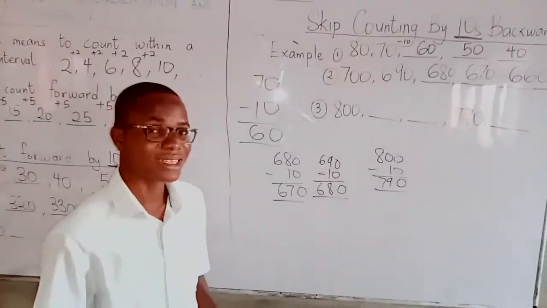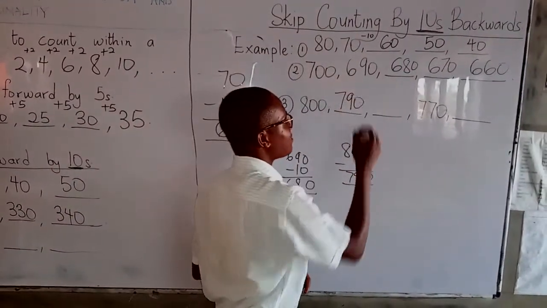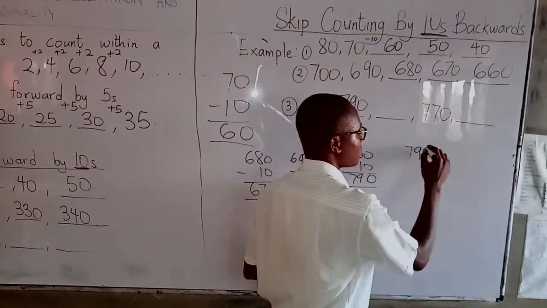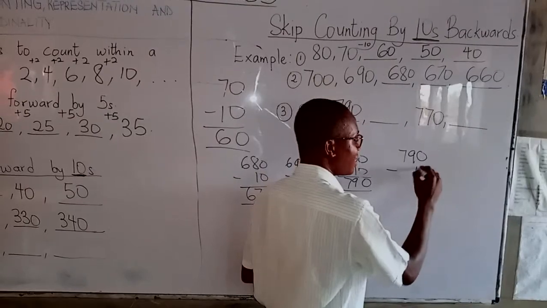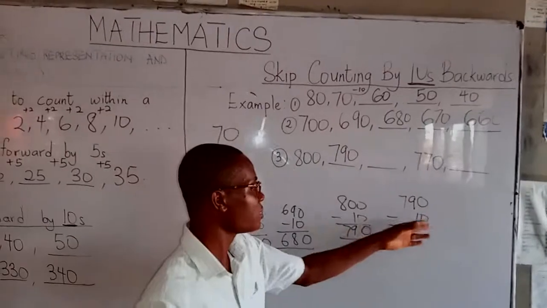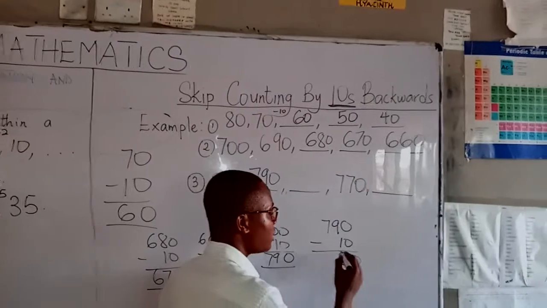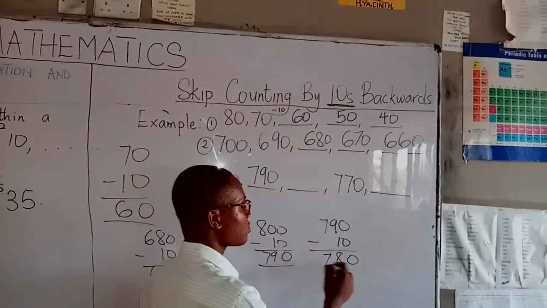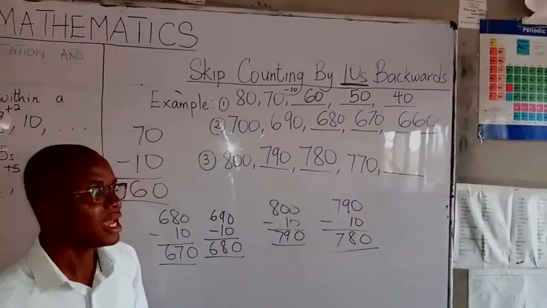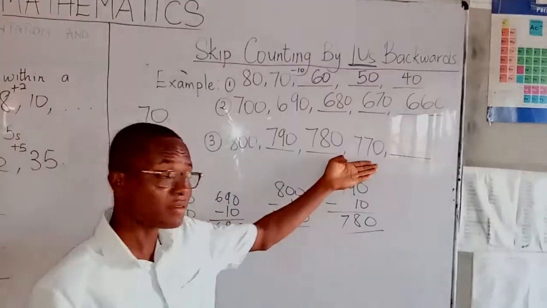Are you loving it? 790. Now 790 minus 10. Remember, we are skip counting backwards. So over here, 0 minus 0 gives you 0. 9 minus 1 gives you 8. And the 7 drops, giving you 780. Then if you move ahead and subtract 10 from the 780, it gives you 770.